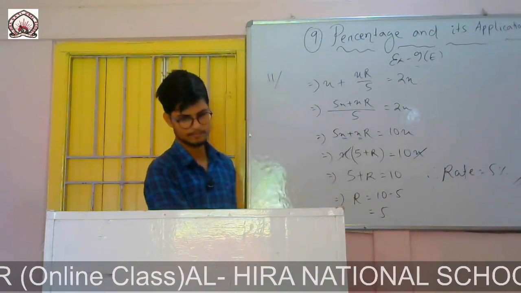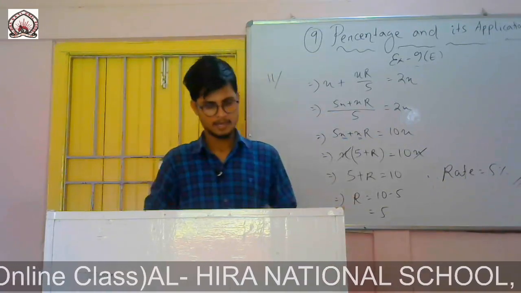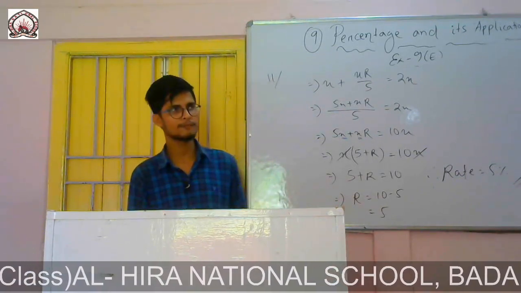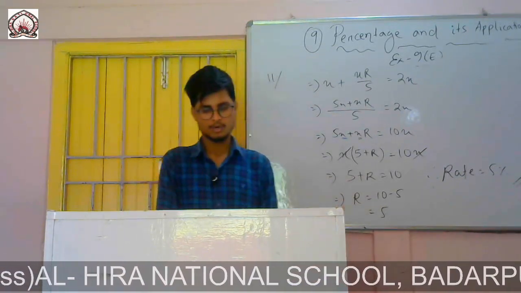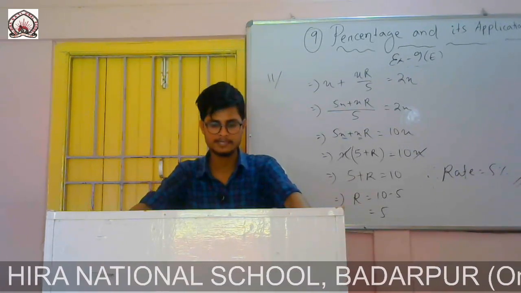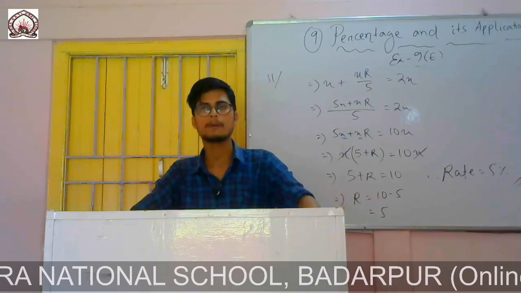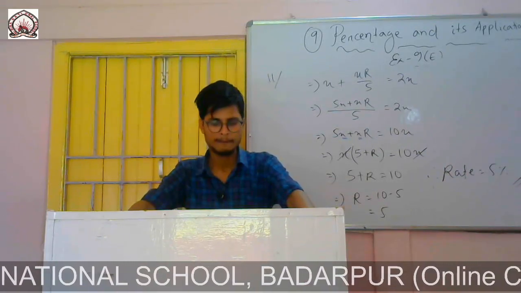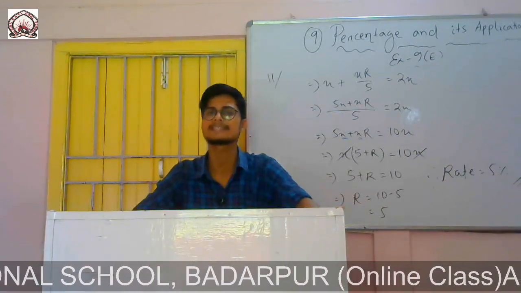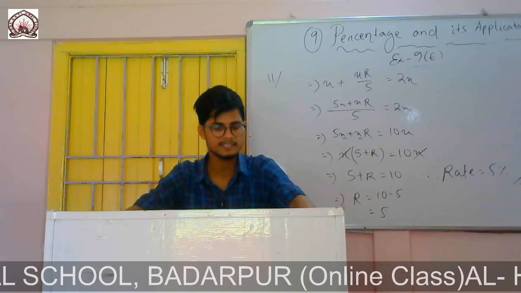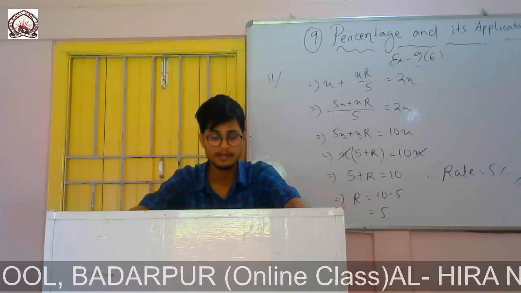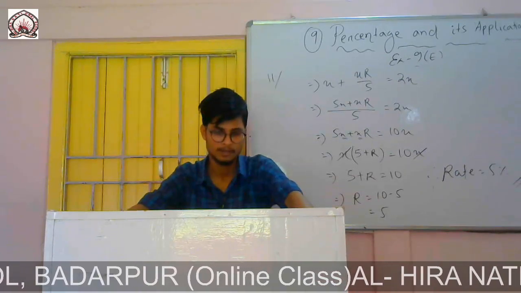So now question number 12, you see: if rupees 250 amounts to rupees 285 in 2 years, find the rate percent per annum. So here the principal is given as 250 and it amounts to 285, that means that is the amount. 250 is the principal, amount is rupees 285, and time is given as 2 years.